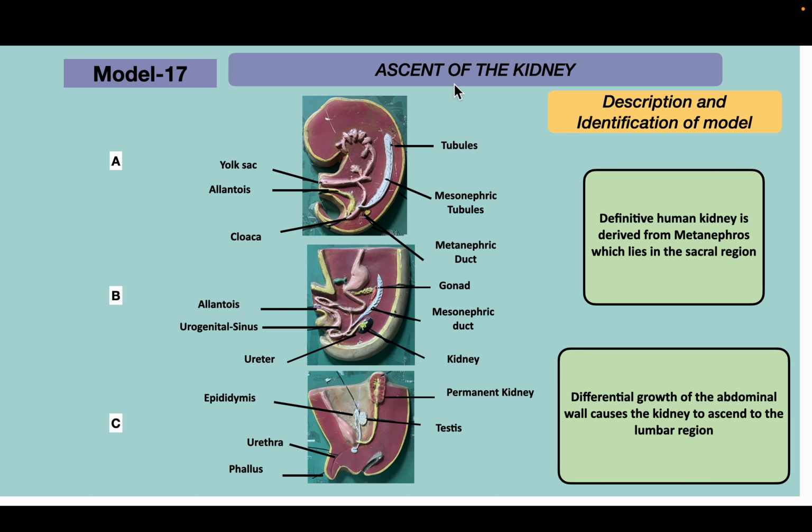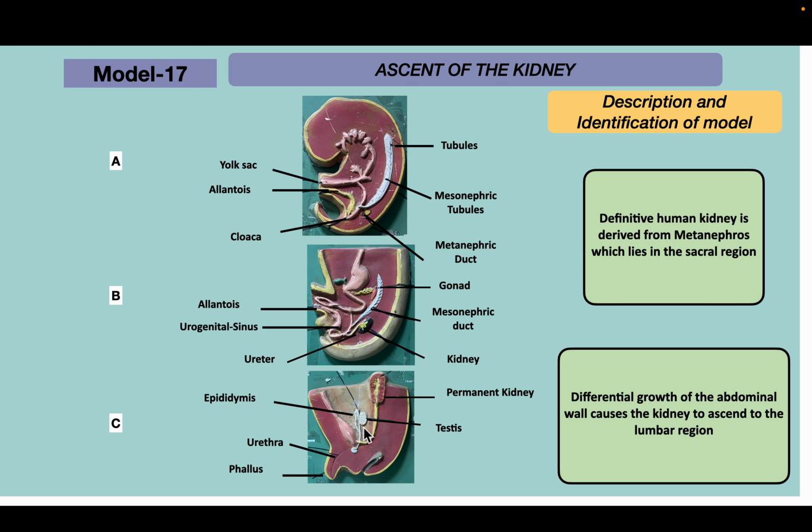Now this is the model showing the ascent of the kidney. You can see in this what is shown, that is tubules are shown, mesonephric tubule is visible, then yolk sac, allantois and cloaca is visible. So further growth is happening. So this metanephric duct is visible initially. So now here the gonad they appear, mesonephric duct, kidney is appearing here, allantois, urogenital sinus and ureter.